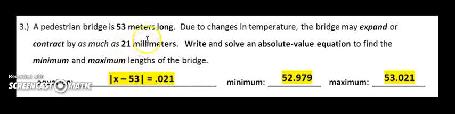Don't forget, millimeters and meters are not the same. There's 1,000 millimeters in a meter, so we have to do a little decimal work here. And it comes out to 0.021 meters. Okay? How do we get that? Well, we move it over 3 decimal places. That gets us 1,000, right? 1, 2, and we only have 2 numbers, so we have to add that 0 in front. All right. So that's how much we're allowing it to vary.